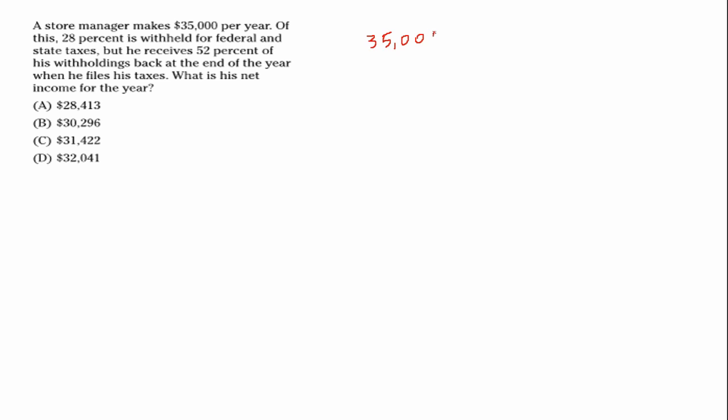$35,000. He loses 28% to taxes, which is 0.28. Again, I'm going to move this decimal place 2 places over to make it 28 instead of 0.28, and I'm going to add those back in at the end. 8 times 0 is 0. 8 times 0 is 0. 8 times 0 is 0. 8 times 5 is 40. Carry the 4. 8 times 3 is 24 plus 4, 28.